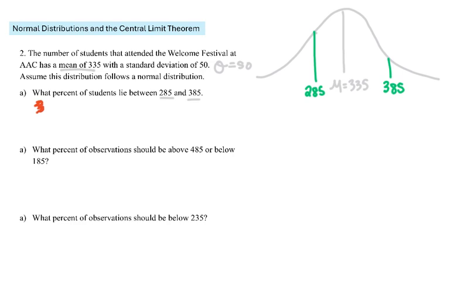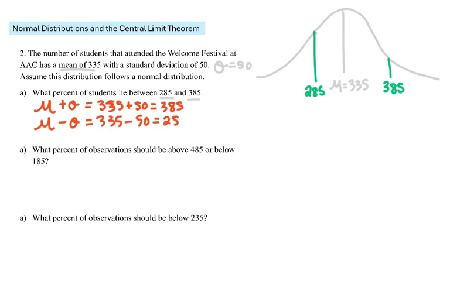I'm sorry to say, let me start again. If you did the mean plus one standard deviation, and then the mean minus one standard deviation, let's see what we get. 335 plus 50 is 385, and 335 minus 50 is 285. So it turns out that they're asking for something that we already know.